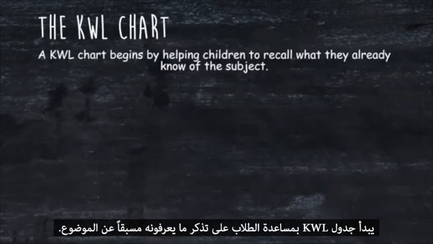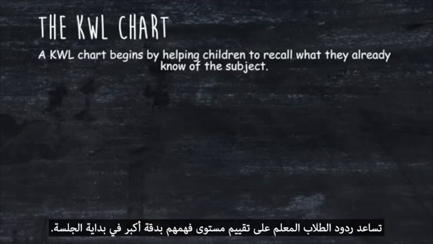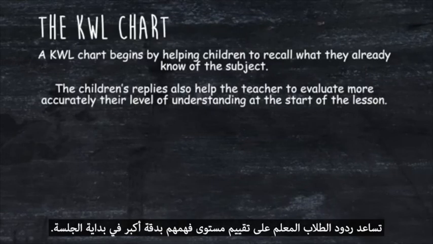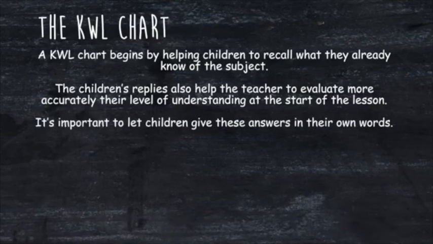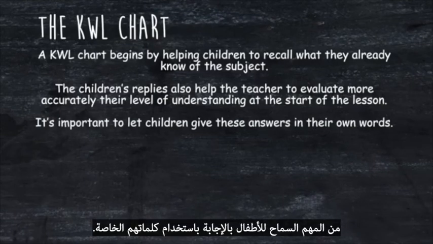A KWL chart begins by helping children to recall what they already know of the subject. The children's replies also help the teacher to evaluate more accurately their level of understanding at the start of the lesson. It's important to let children give these answers in their own words.